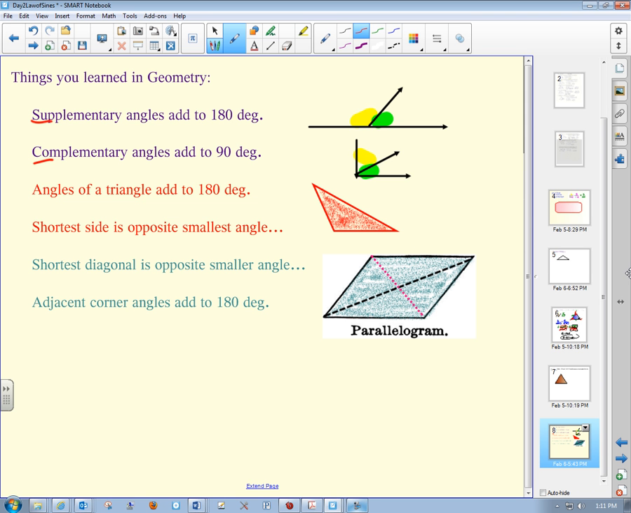And the last thing that we might have to use in this unit: adjacent corner angles add to 180 degrees. So if we add this angle here to this angle here, we come up with 180. They'll be important when we get to the parallelograms.